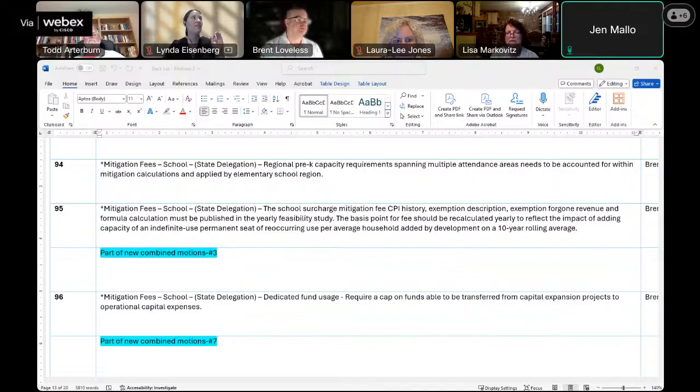Whose regional pre-K capacity requirements and what elementary school regions? Whose will be Howard County Public School System. So the regional pre-K catchment areas that you're directing, your motion would be that the county council should direct the school system to determine to include regional pre-K capacity in the capacity chart?